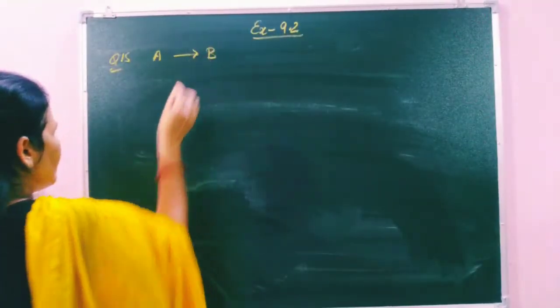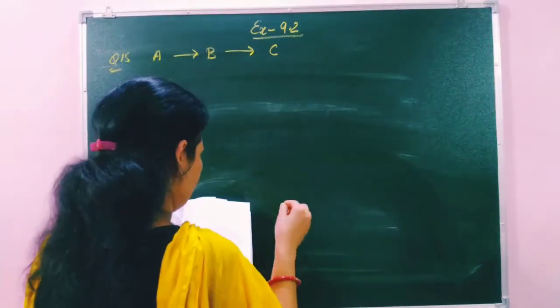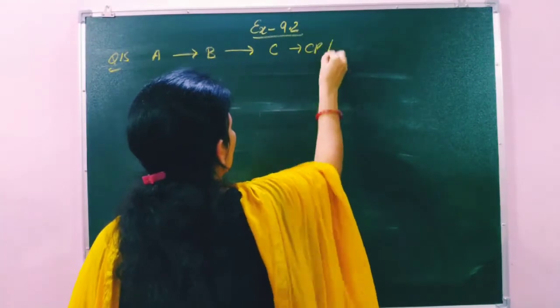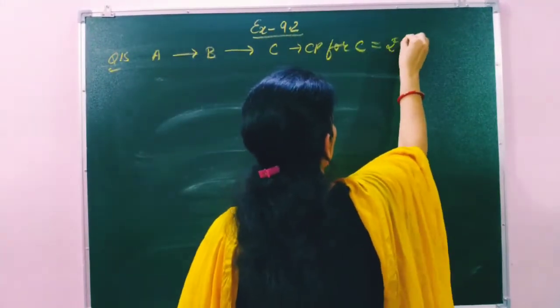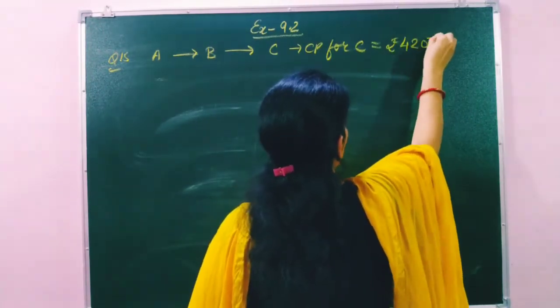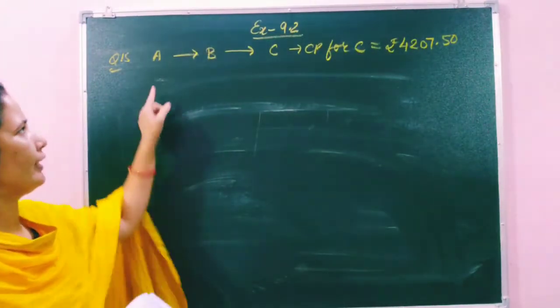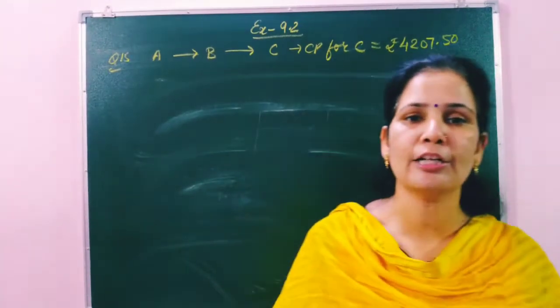So students, let's see the chain. First, how we make the chain. A has a painting, it sells to B and B sells to C, and this price they have given is the CP for C, rupees 4,207.50. Now students, we have to find out the CP for A, that means the cost price of the painting for A.